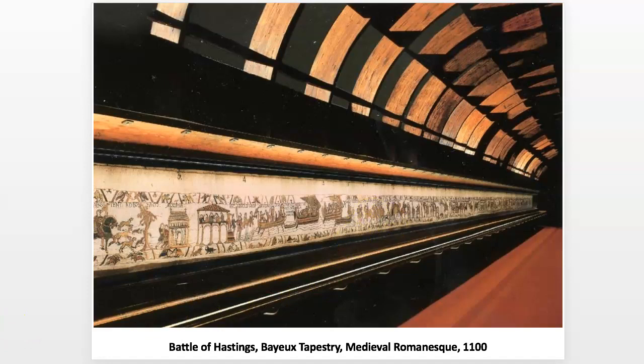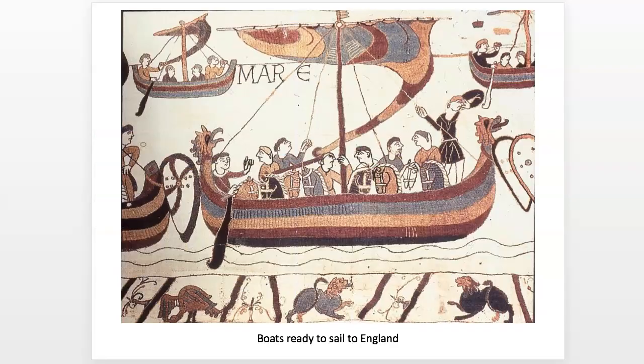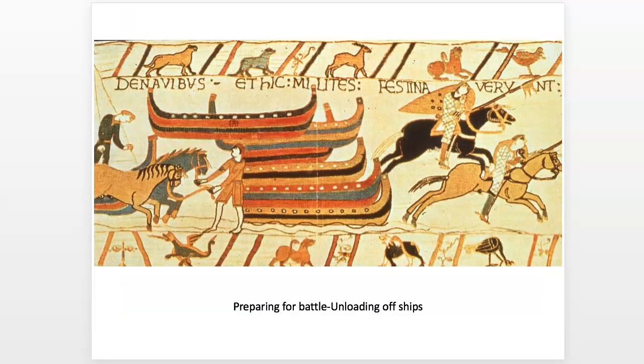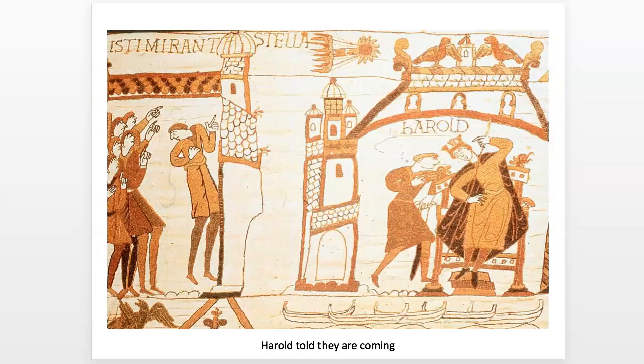So we know a lot about this specifically because there was the idea of them loading the ships, unloading them, preparing. Someone told them that William's coming. Harold was his opposer, the guy who was coming against him. Edward the Confessor was the King of England, and he had no son, and his nephew was Duke William of Normandy, so he was in northern France. He was chosen to be his successor.